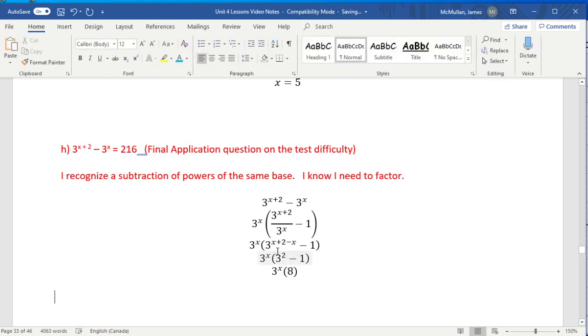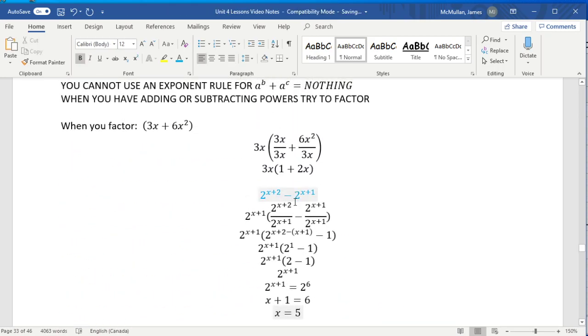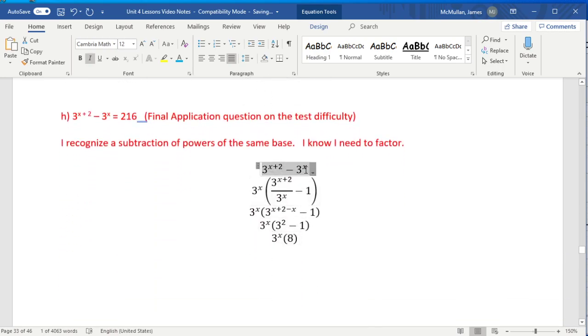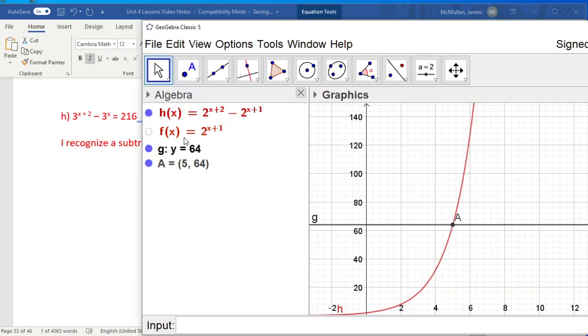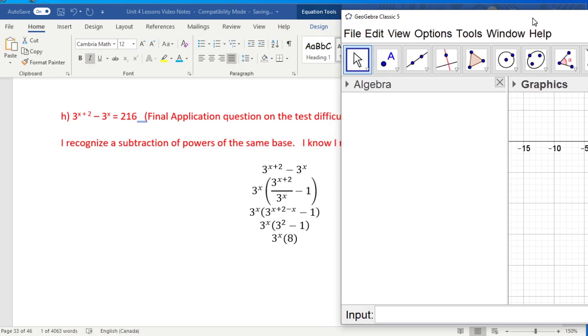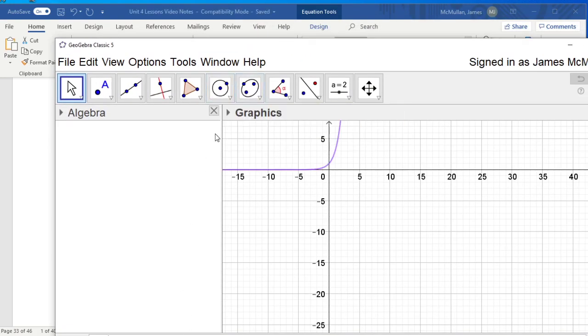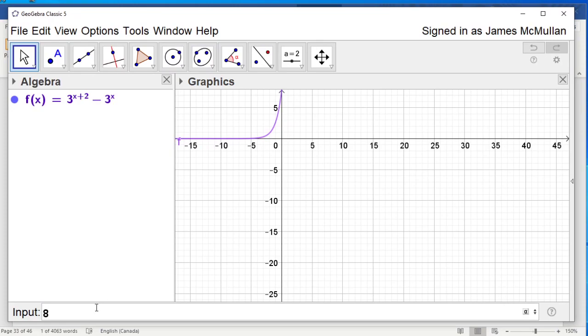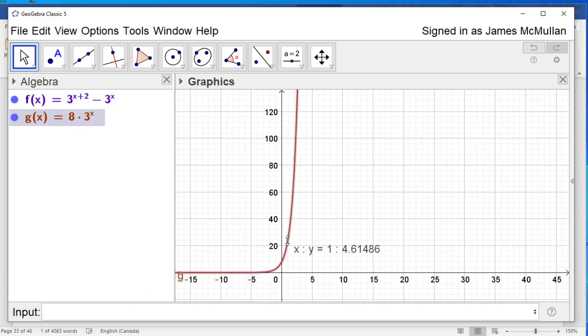Notice how, because 3 squared is 9, instead of 2 terms, I now only have 1. That was the same sort of magic that happened above, where I started with 2 terms, but after I factored, I only had 1 left. This whole original thing can be replaced with this, and let's prove that by drawing them. I have 3^(x+2), and then I have that take away 3^x. I contend that is the same thing as 8 times 3^x. And if you look, they are the exact same function.